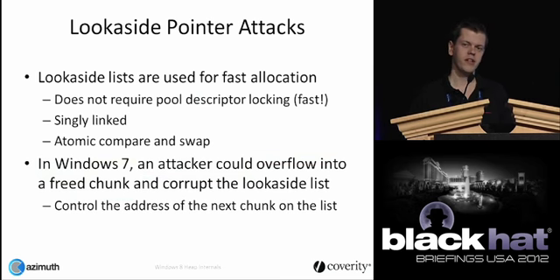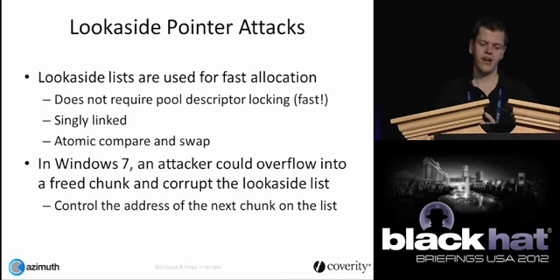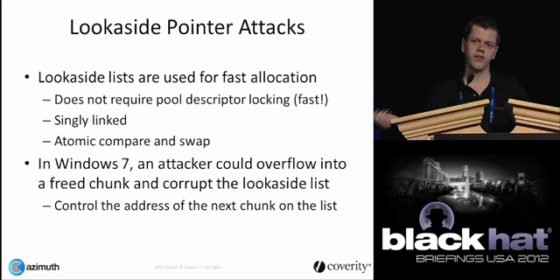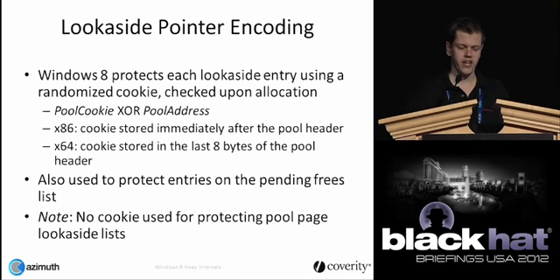So Lookaside lists are used for servicing allocations quickly. They do not require you to lock the pool descriptors, so it's very fast. It's singly linked. It uses optimized instructions for linked list operations. And in Windows 7, since it's singly linked, you could simply overwrite the pointer to the next chunk on this list. And that would give you control of the next allocation, the address of the next allocation.